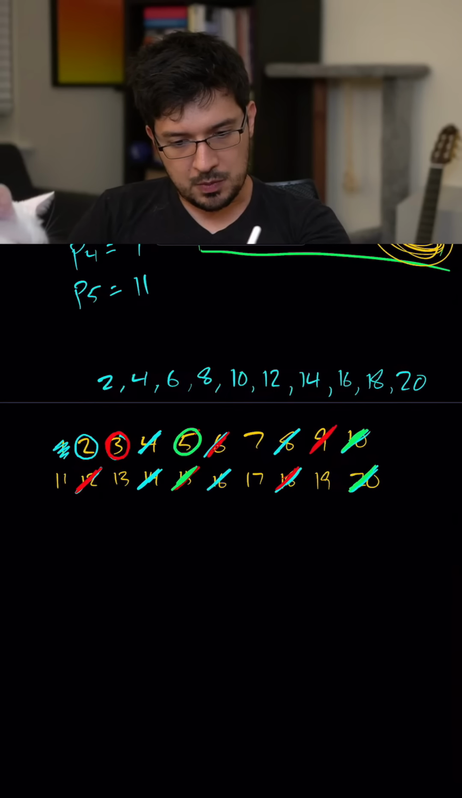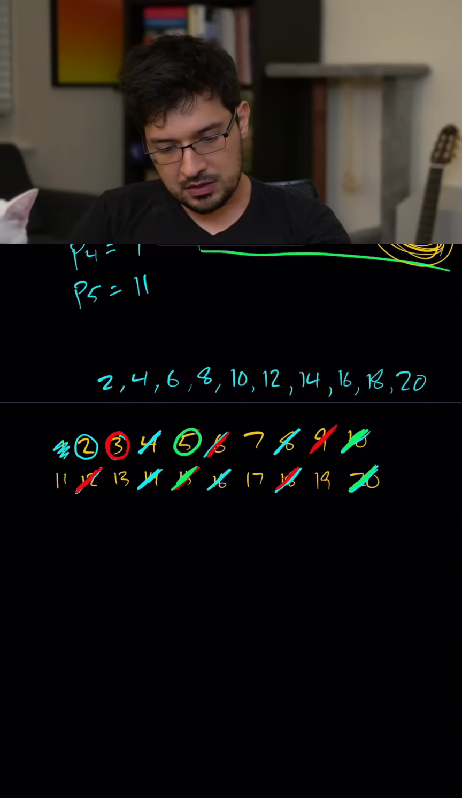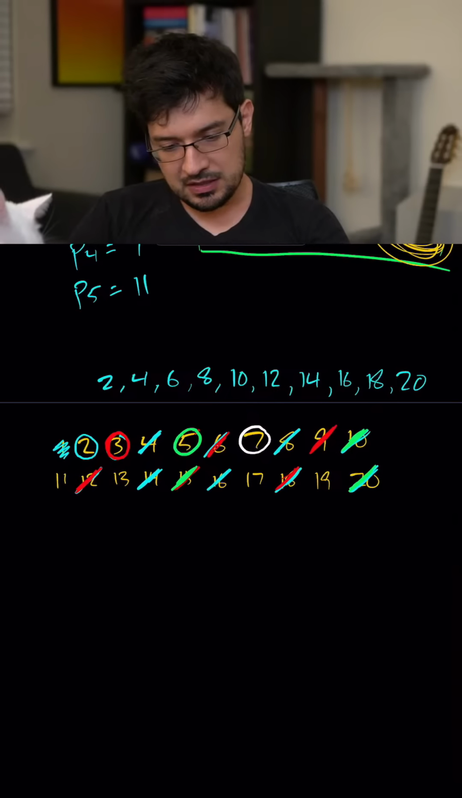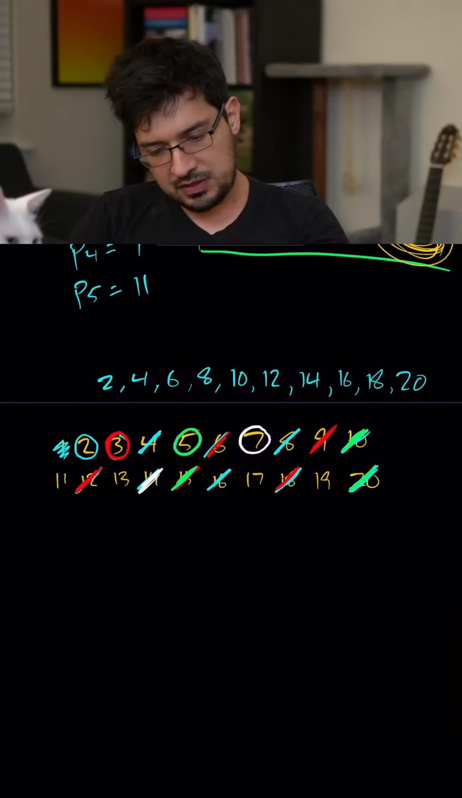We keep going. Let's find the next number that we haven't eliminated, the 7. 1, 2, 3, 4, 5, 6, 7. 1, 2, 3, 4, 5, 6. And that's it.